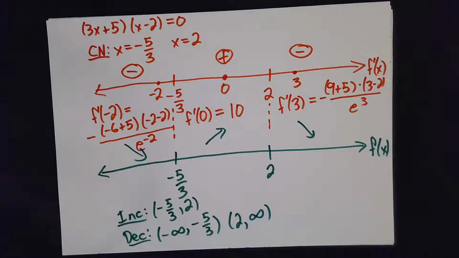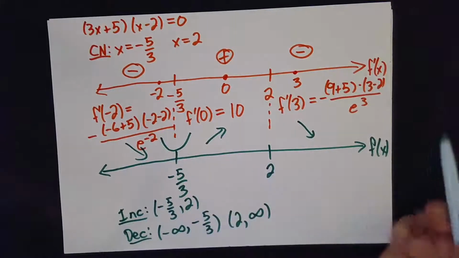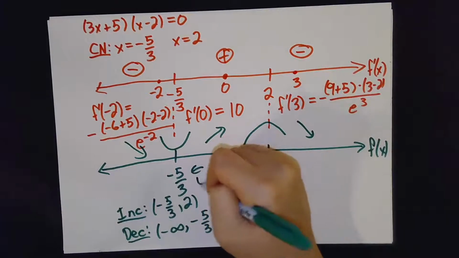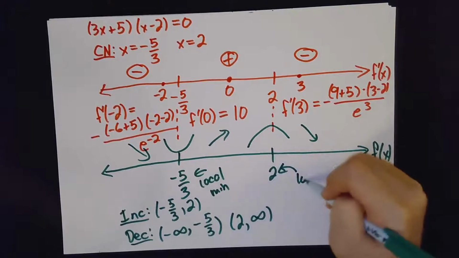But just since we're here anyway, if the question had asked, this takes the shape of a local min, and this takes the shape of a local max, so this would be a local min, this would be a local max.